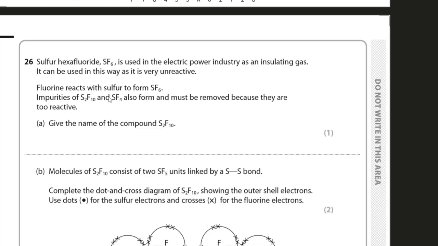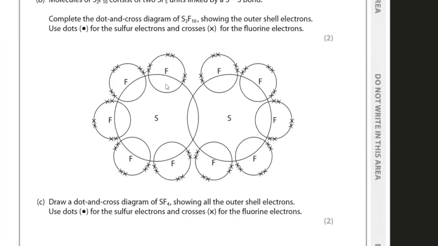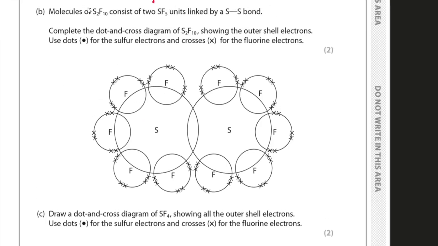So give the name of S2F10. Okay, so there are two sulfurs, so we can easily say disulfur. And there are 10, so we know that when 10 carbons are present, it's a decane, so we can say it's a decafluoride since there are 10 fluorine atoms present, so that would be disulfur decafluoride. Okay, the molecule of S2F10 consists of two SF5 units linked by an S-S bond.